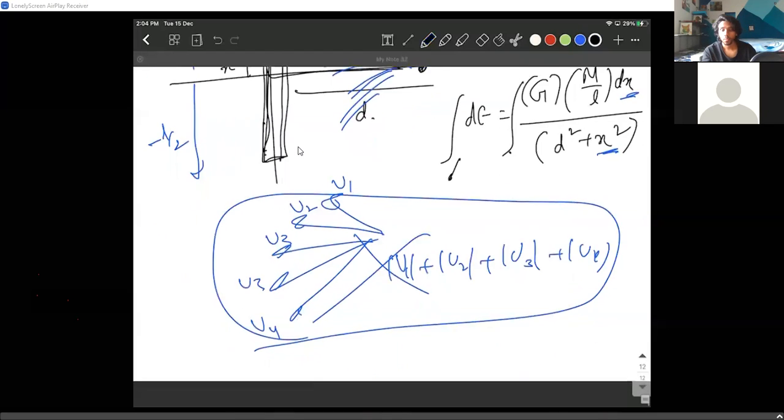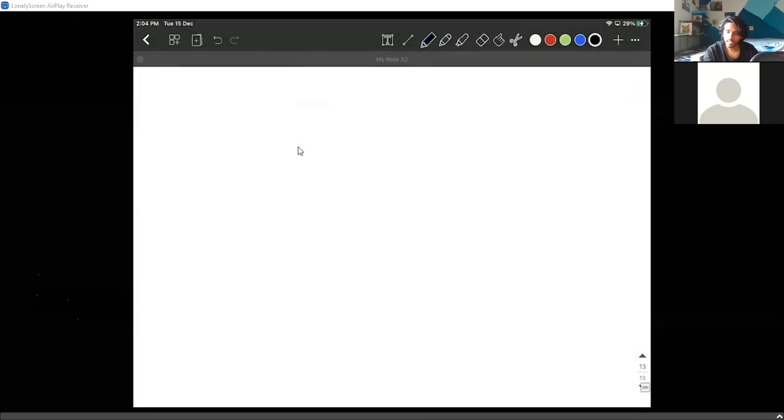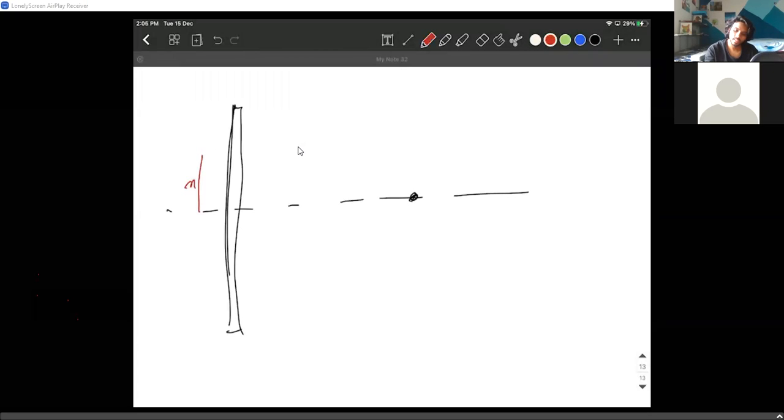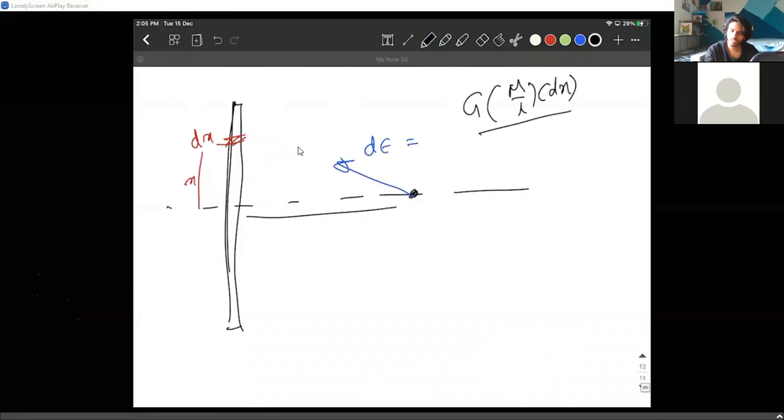You shouldn't do that. What you need to do is, obviously, I'm starting again. Clearly watch. I am taking the rod, and at a distance x, a small element dx. Because of that, the field is dE, which came as G m by L into dx, I remember that from the previous page, by root of d square plus x square. So this is d, and this distance is nothing but root of d square plus x square.